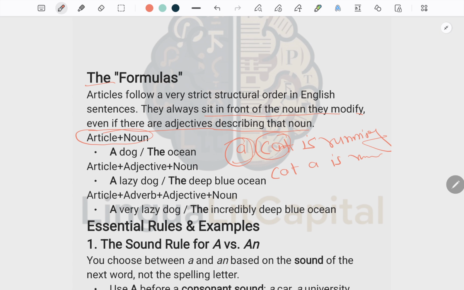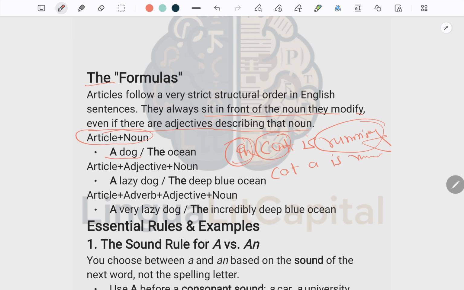If I am saying that a cat is running, where is that cat running? We do not have any idea. But if I say that the cat is running, it means that I know where the cat is running. So in this example, the position of the running cat is fixed with a definite article.